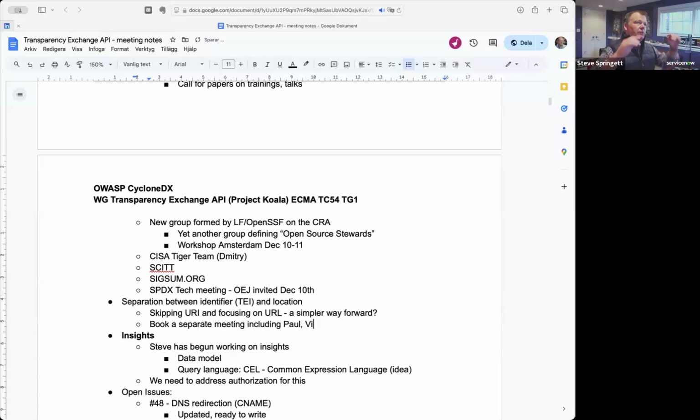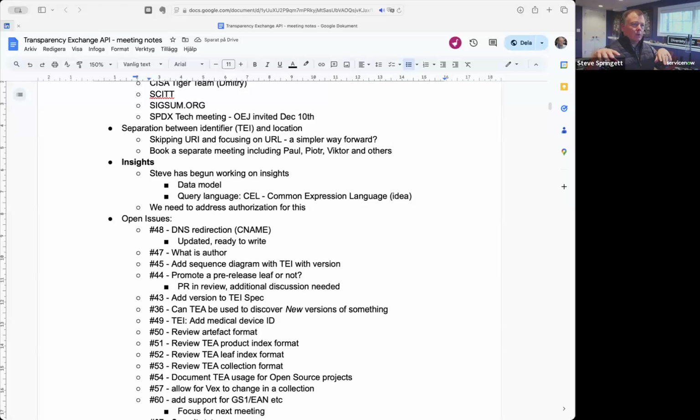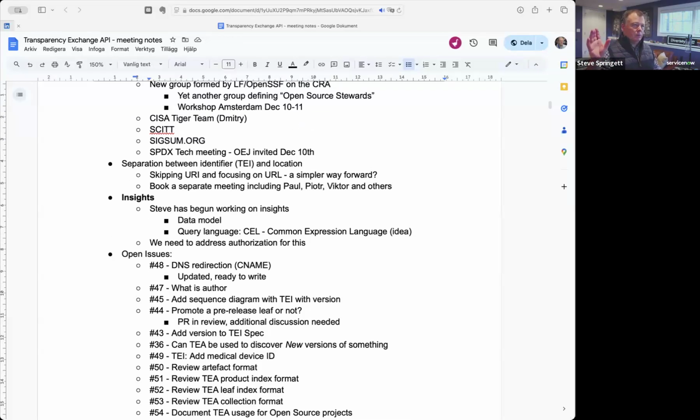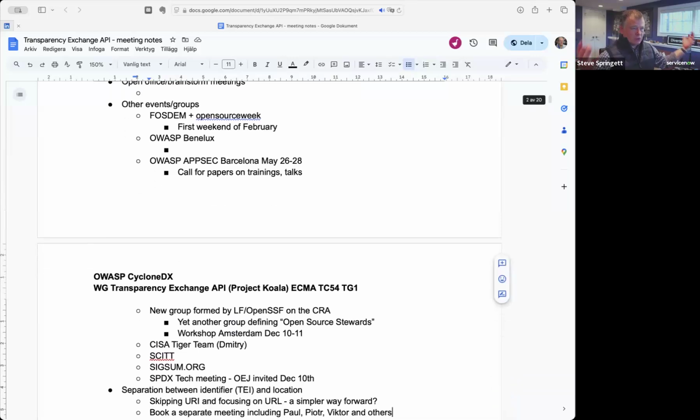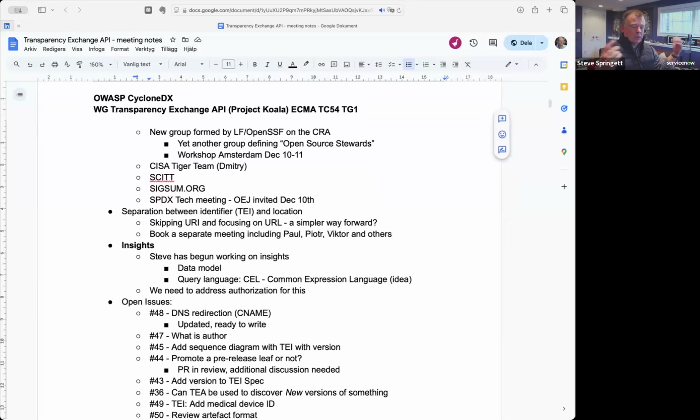I'll give you an example. CEL assumes that you know what you're querying on, right? That you actually have a model that you know in advance, which may not necessarily be the case here, unless we describe a meta model that could theoretically describe every single possible thing that we ever want to represent, which would be a mountain of work.